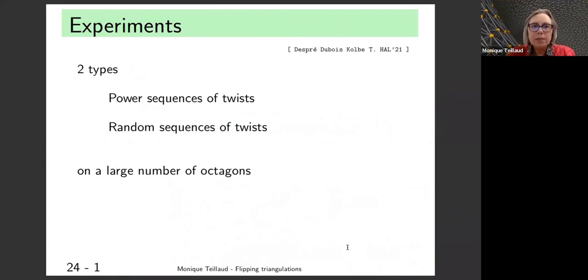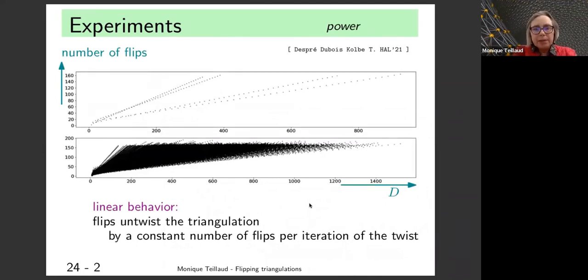And so we run experiments with a power sequence of twists. So we take always the same twist and apply it again and again. And also random sequences of such twists. So we mix them randomly. And we do that on a large number of surfaces and octagons. And surprisingly, even though I said we have something that is not asymptotic, we can still observe a linear behavior in the number of flips with respect to the diameter that we obtain.